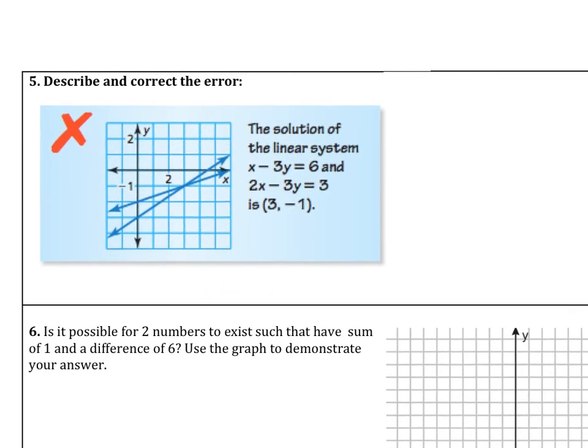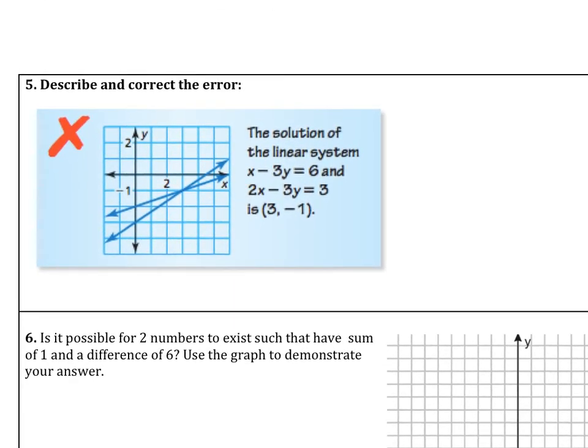Down here, describe and correct the error. The solution of the system of linear equations is 3, negative 1. All right, well, it looks like it's 3, negative 1. Everything seems okay. So let's check. Okay, let's check. So I'm going to plug in x and y. I've got a blue equation right here. Let's check if that's true.